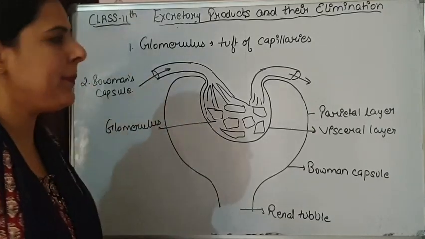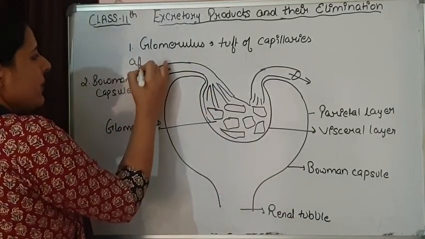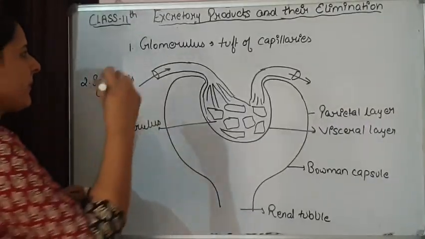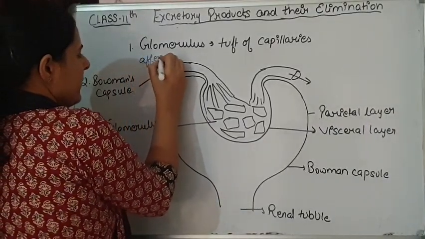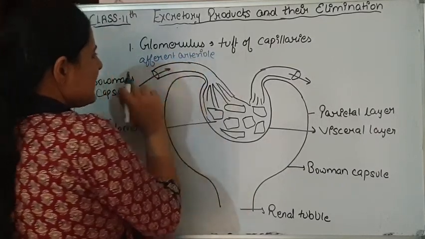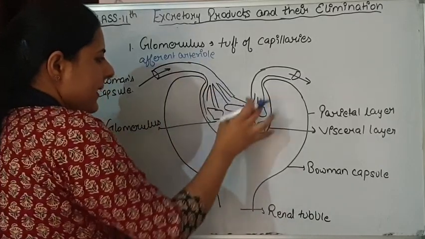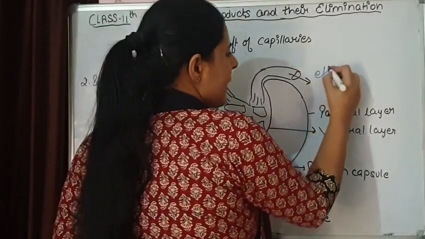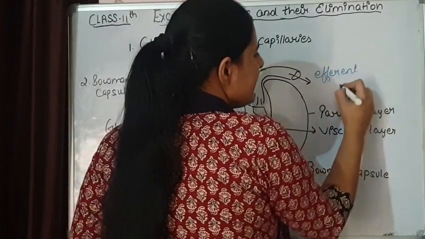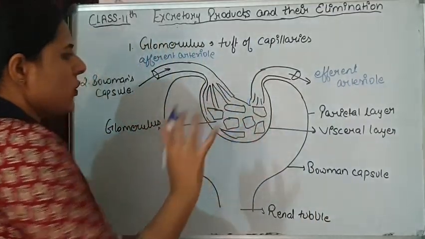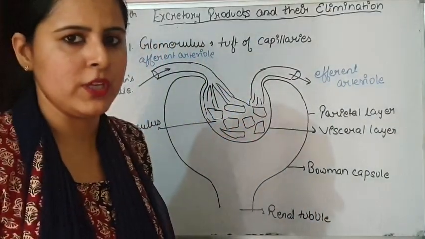So, what has happened? The afferent arteriole is carrying blood. It is dividing into capillaries, and they are combining together and moving out as efferent arteriole. This is how the glomerulus is functioning.